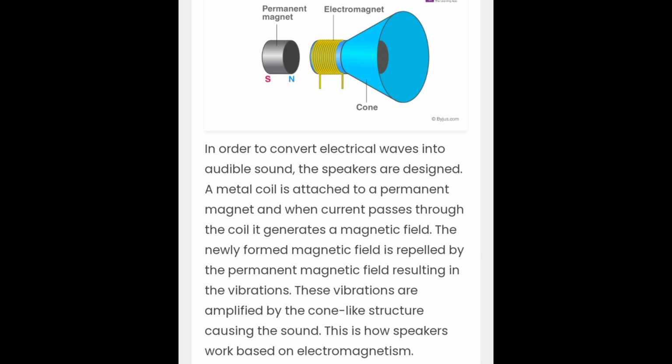A metal coil is attached to a permanent magnet, and when current passes through the coil, it generates a magnetic field. The newly formed magnetic field is repelled by the permanent magnetic field, resulting in vibrations. These vibrations are amplified by the cone-like structure, causing the sound. This is how speakers work based on electromagnetism.